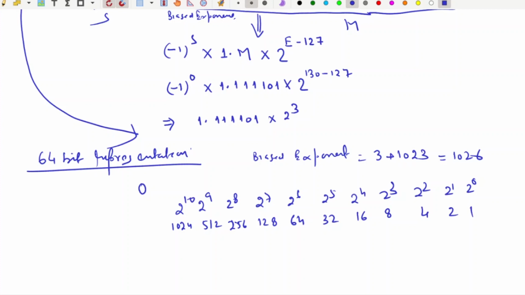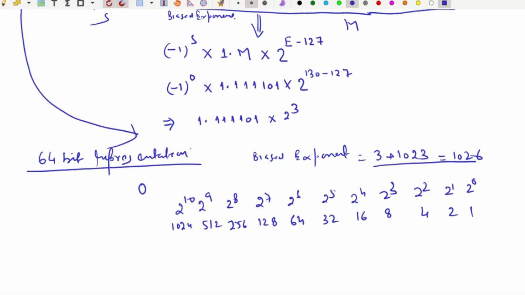So for the biased exponent, in double precision we add 1023 to the actual exponent to make the exponent positive. Why do we use a biased exponent? Suppose the exponent is negative; to make its value positive we simply represent it in biased form. In single precision we use a bias of 127, and in double precision, in which the number is represented in 64 bits, we use 1023 as the bias.